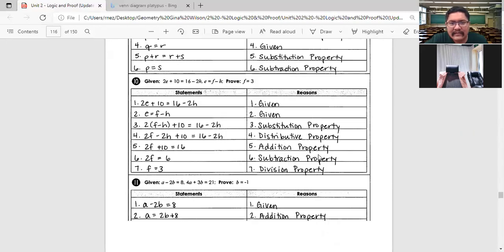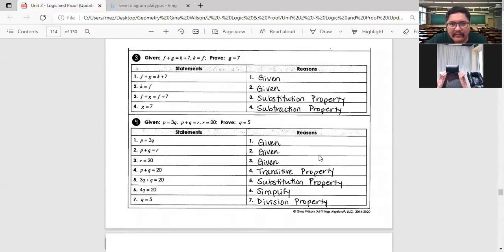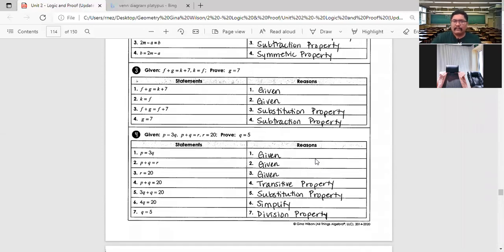All right, I'm going to go ahead and go down here. I'm just going to see what's ahead. We're going to do these next two pages and then we'll go ahead and stop there for a while. So I'm going to move down to here. And it looks like we're given quite a lot of givens actually. So we have P equals 3Q, that's one of our givens. P plus Q equals R, another given, and R is 20. We want to be able to prove that Q is equal to 5. So those three items are all given, so we're going to put them in like that.